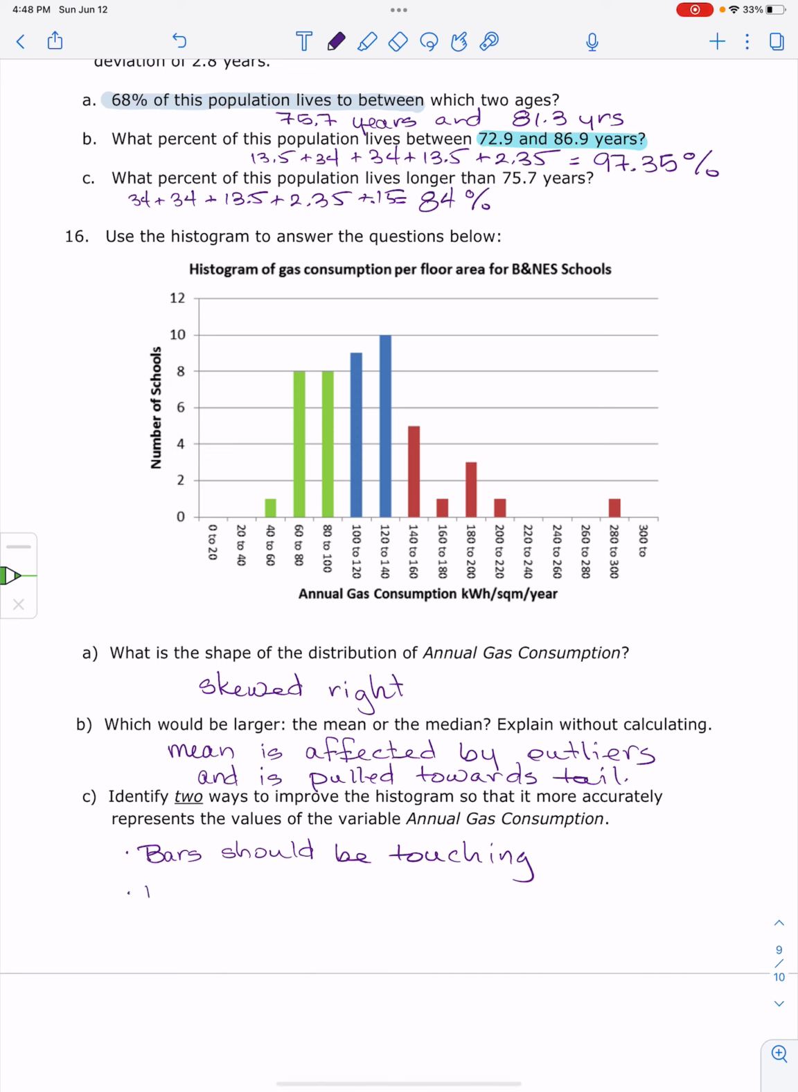It would be helpful here too to have relative frequencies. And then we could see the percentage of schools in each category. It would also help if we knew here what these colors mean. Could be that it's elementary schools, middle schools, and high schools, and the high schools use more energy, but we don't know unless we have that key.